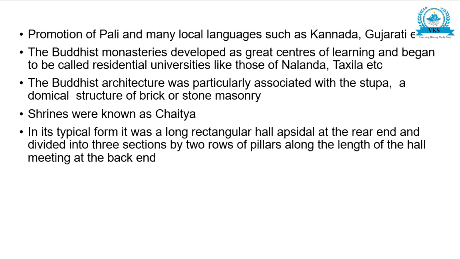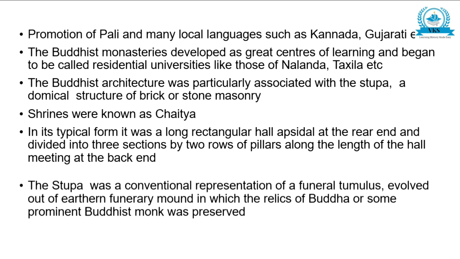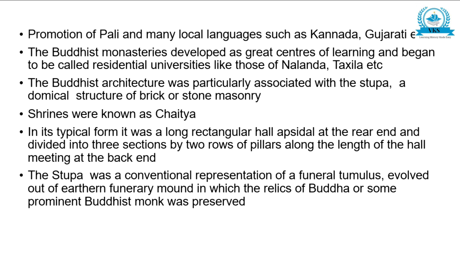In its typical form, it was a long rectangular hall, apsidal at the rear end, and divided into three sections by two rows of pillars along the length of the hall meeting at the back end. The stupa was a conventional representation of a funeral tumulus evolved out of an earthen funerary mound in which the relics of Buddha or some prominent Buddhist monk were preserved. So all these were the contributions of Buddhism. I hope you have understood the points regarding the rise and spread of Buddhism and the contribution of Buddhism.